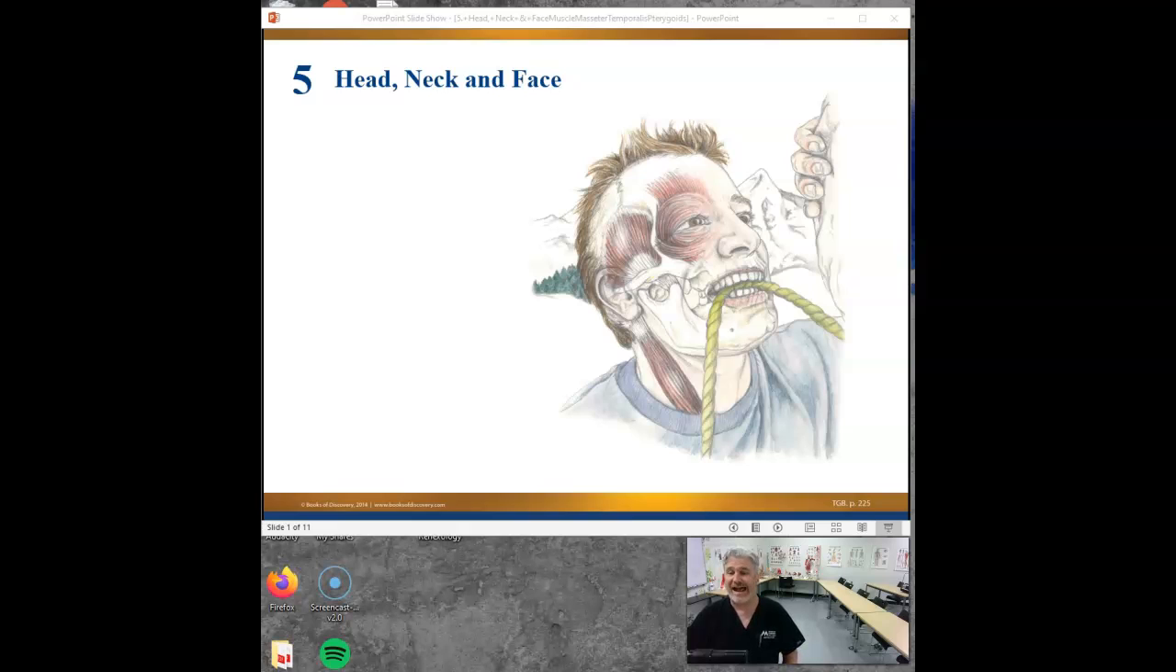You got another adductor you got to tell me about. Adductor brevis, you already told me that one. Adductor longus. Yes. So what were they again? Adductor brevis, adductor longus, adductor magnus, pectineus, gracilis.